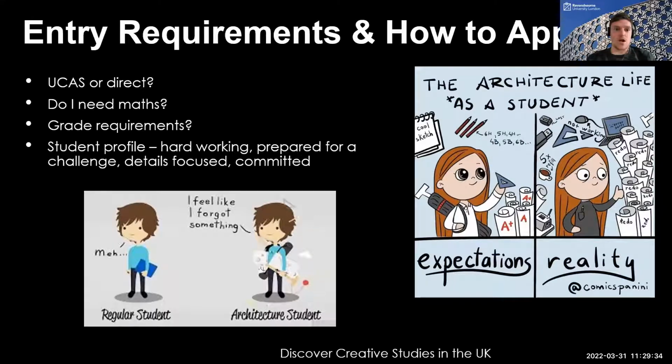in architecture. The first thing you want to think about is whether you're applying through UCAS or whether you're applying directly. UCAS is the Universities and Colleges Admissions Service. So for students in the UK, whether you're a UK student or an international student studying in the UK, generally you would apply through the UCAS route. But you can apply through UCAS even if you are an international student. There's no limitations on that.